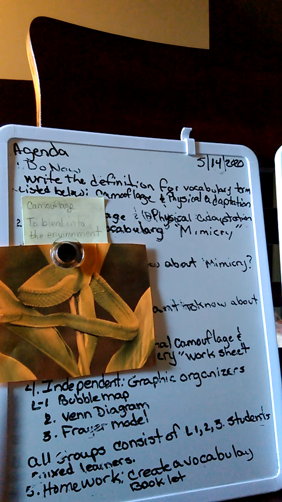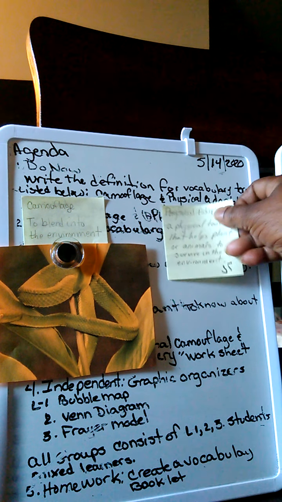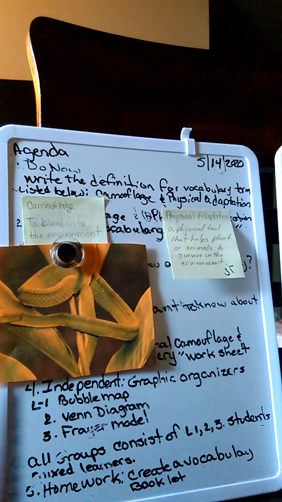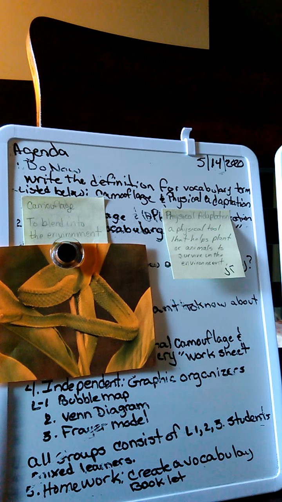Okay, how about physical adaptation? Can someone give me a definition for physical adaptation? Physical adaptation is a physical tool that helps plants or animals to survive in the environment. Thank you, JR. JR stated physical adaptation is a physical tool that helps plants and animals to survive in the environment. Great job.